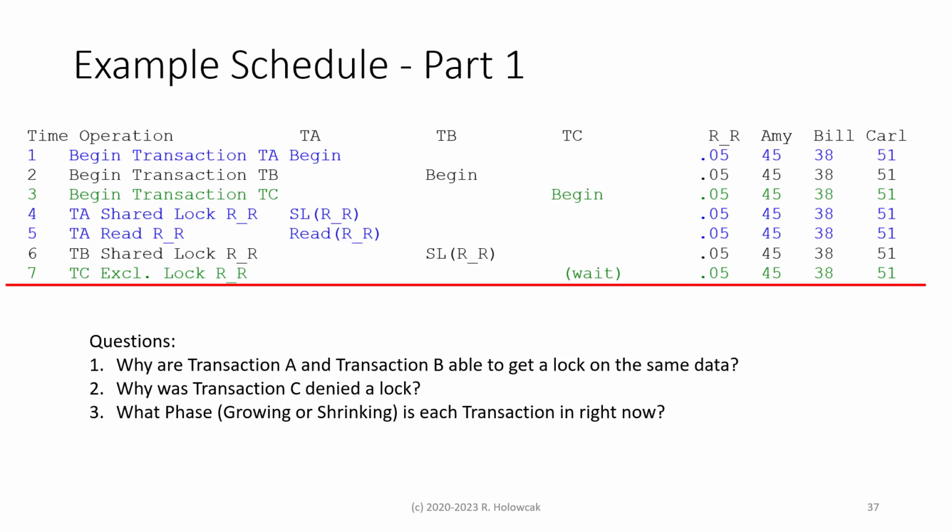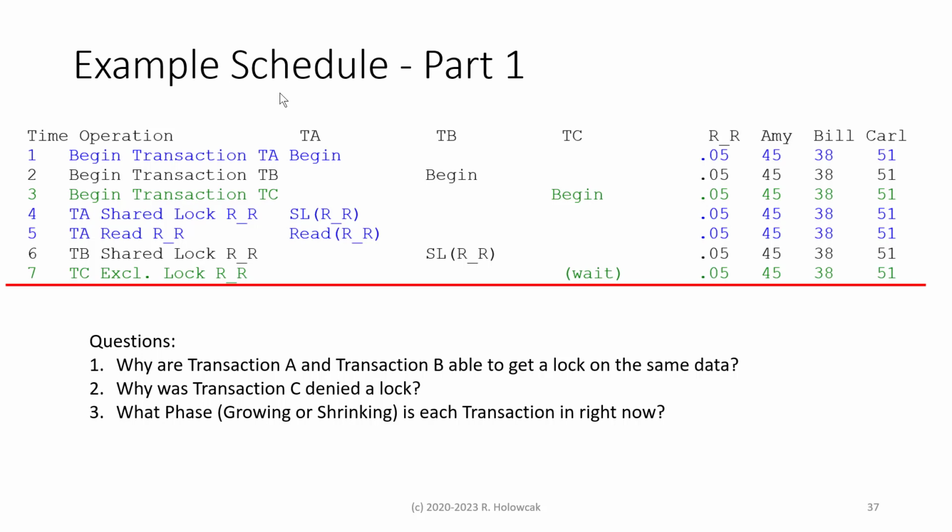So think about these three questions. Why are transactions A and B able to get a lock on the same data? Why was transaction C denied a lock? And what phase, growing or shrinking, is each of these three transactions in right now? Again, I invite you to pause the video and jot down a few of your answers.